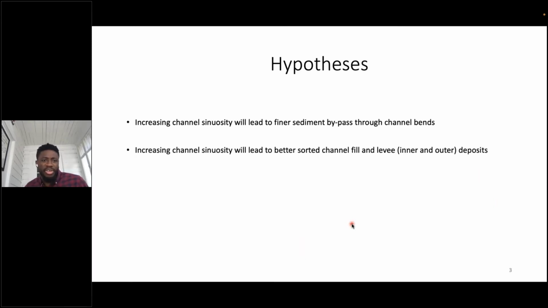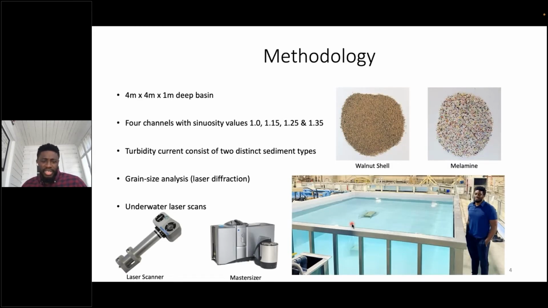So given what we know about turbidity current interaction with sinuous submarine channels, we are looking to test two hypotheses with our research. We're looking to see if increasing channel sinuosity will lead to finer sediment bypass through channel bends, and if increasing channel sinuosity will lead to better sorted channel fill deposits as well as inner and outer levee deposits. To test our hypotheses, we employed laboratory experiments. This is due to the difficulty and complexity in monitoring real-time turbidity currents as well as their rare occurrence.